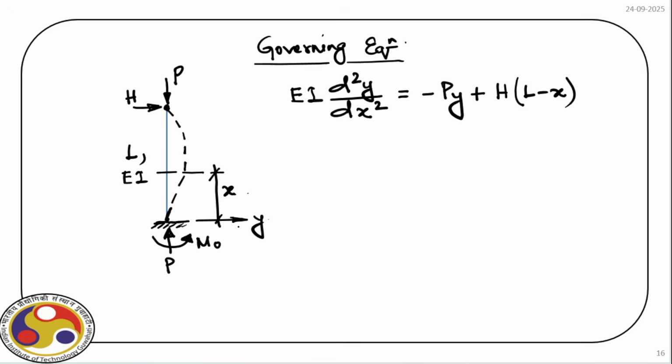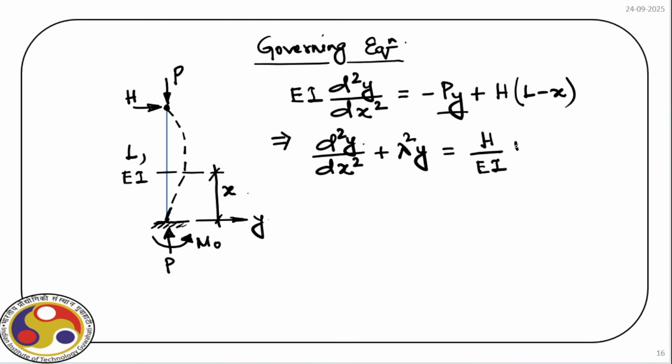Okay. Now we can take this py on the left hand side and rewrite the expression. So we have d2y dx2 plus lambda square y is equal to h divided by EI times L minus x, where lambda, as you all know, lambda square is equal to P by EI.